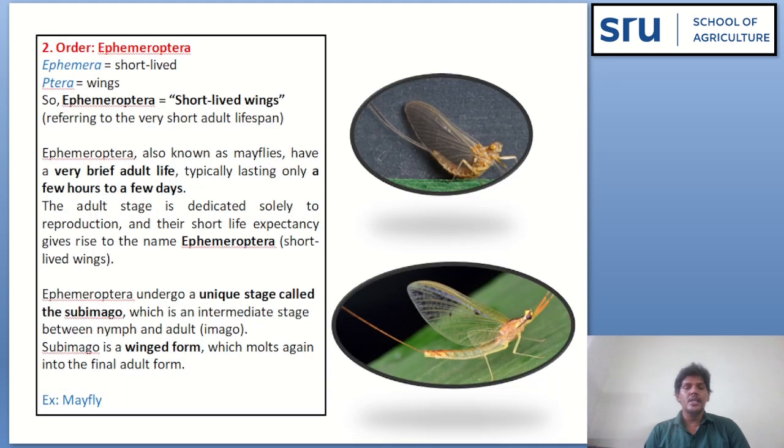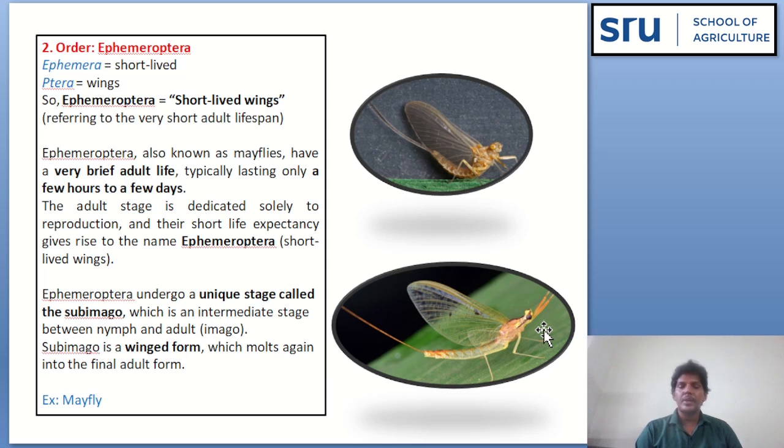Next order is the Ephemeroptera. Ephemera means short-lived, ptera means winged adult. Short-lived winged adult. This adult lives for a very short period, a few hours to a day. That's why the order name is Ephemeroptera. The adult stage is dedicated solely to reproduction and their short life expectancy gives rise to the name Ephemeroptera.